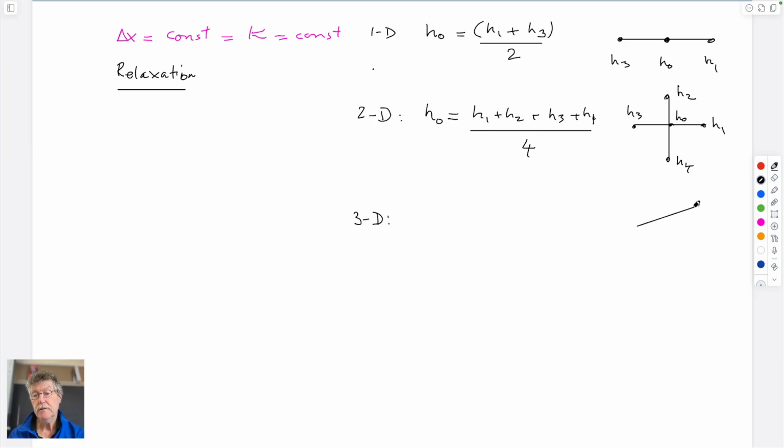So this would be X, Y, and Z. Again, this little template. And so this would be 1, 2, 3, 4. This would be 0, and this would be 5 and 6. And it would just be equal to, the center one is equal to H1 plus H2, etc., plus H5 and 6, divided by 6. Very simple.